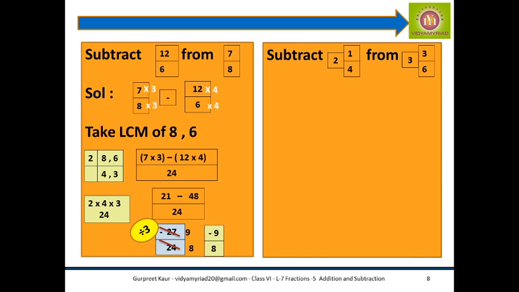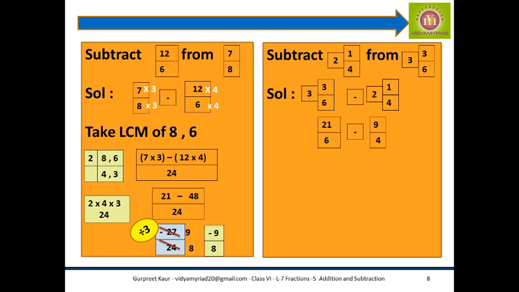Another example, subtract 2 1 by 4 from 3 3 by 6. Now it's a mixed fraction. First of all, I should know how to write it. Your second number will become first number, put a minus sign, and first number will become the second number. Now next step is you will convert this mixed fraction into improper fraction. So it will become 6 3 is 18, 18 plus 3, 21 upon 6, 4 2 is 8, 8 plus 1, 9 upon 4. Now you have unlike fraction.